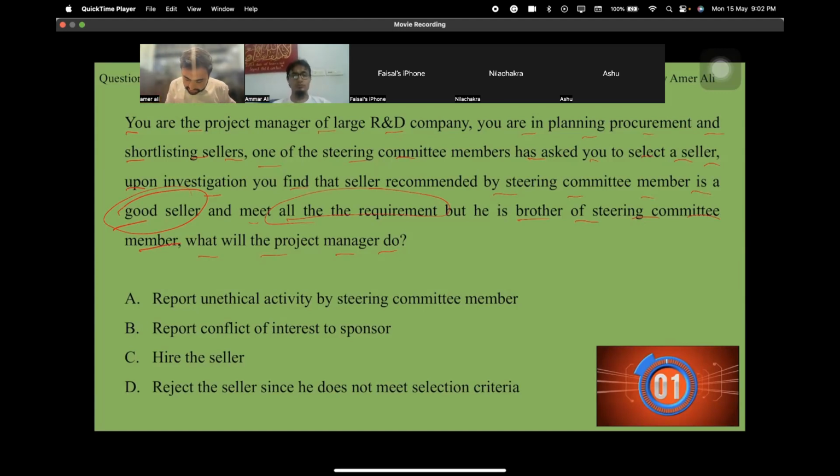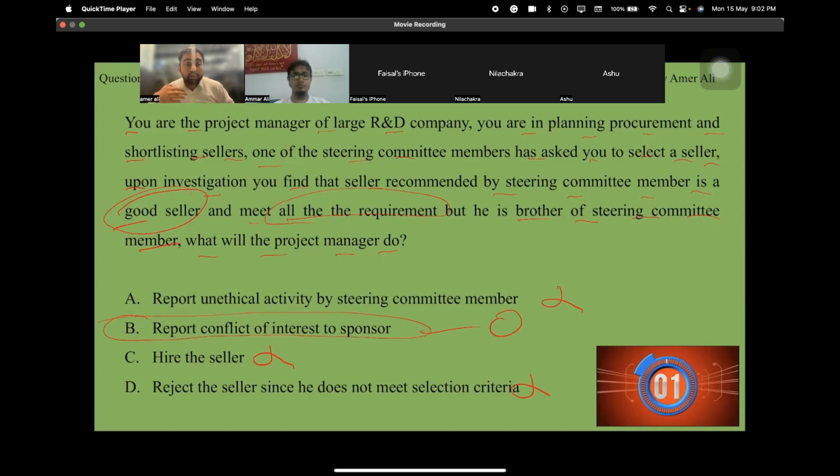Report unethical activity, it's not an unethical activity. He meets the requirement. Report conflict of interest. Yes, that can be, but it means there's a problem. Hire the seller? No, we cannot directly hire the seller. Reject the seller, he does meet the criteria. B is the right answer.